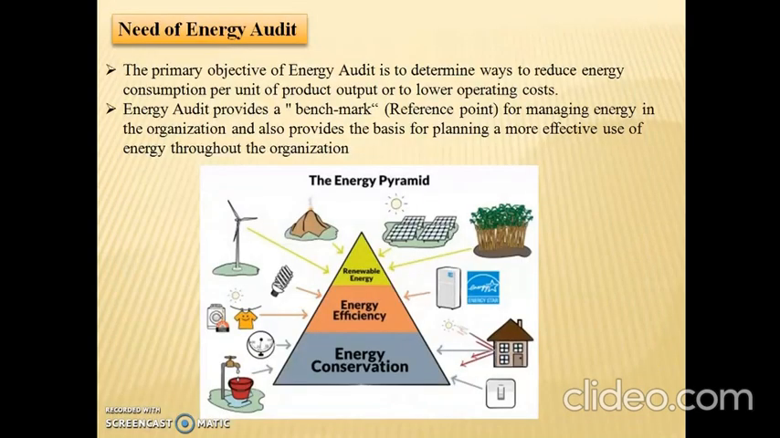Now, need of energy audit. The primary objective of energy audit is to determine ways to reduce energy consumption per unit of product output or to lower operating cost. So the primary objective is to reduce energy consumption of an existing unit or facility in order to reduce the production cost. And energy audit provides a benchmark for managing energy in the organization, and also provides the basis for planning a more effective use of energy throughout the organization.